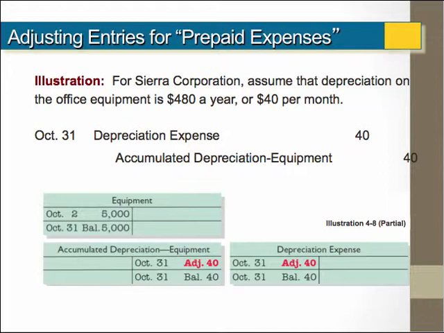Note, we're not going to reduce the value of the equipment because we want to show what the equipment actually cost. We also created this account called accumulated depreciation, and we reflect the usage of the equipment in this account. The term accumulated depreciation is known as a contra asset account.